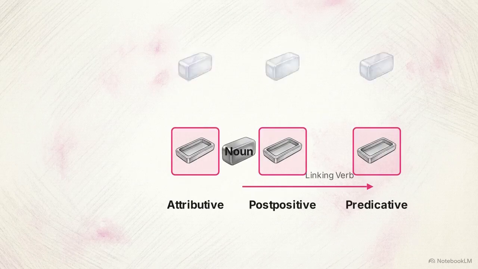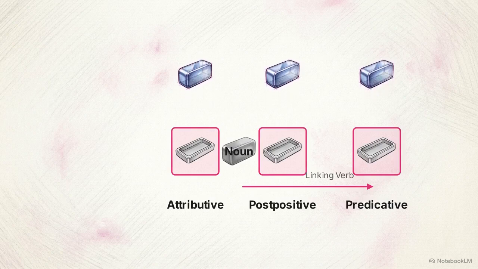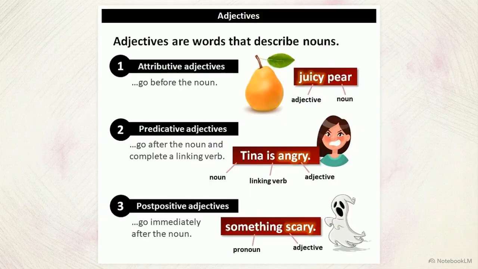Step 1 is understanding the 3 strictly regulated positions adjectives take around a noun they describe. As shown here, the first position is attributive placement, going immediately before the noun, like juicy pear. The second is predicative, following the noun and a linking verb, like Tina is angry. Finally, post-positive placement goes immediately after a pronoun, like something scary.